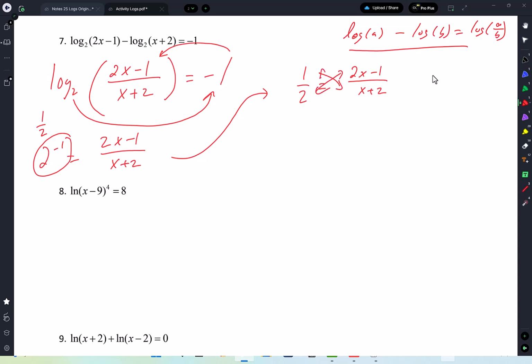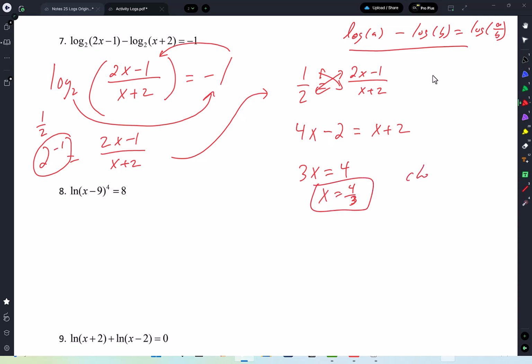So 2 times 2x is 4x. 2 times 1 is 2, so 4x minus 2 equals, and then 1 times anything is itself, so x plus 2. And now we're going to solve for x. Move the x to one side, so 3x. Move that minus 2 to the other side, so equals 4, and then divide by 3. X equals 4/3.